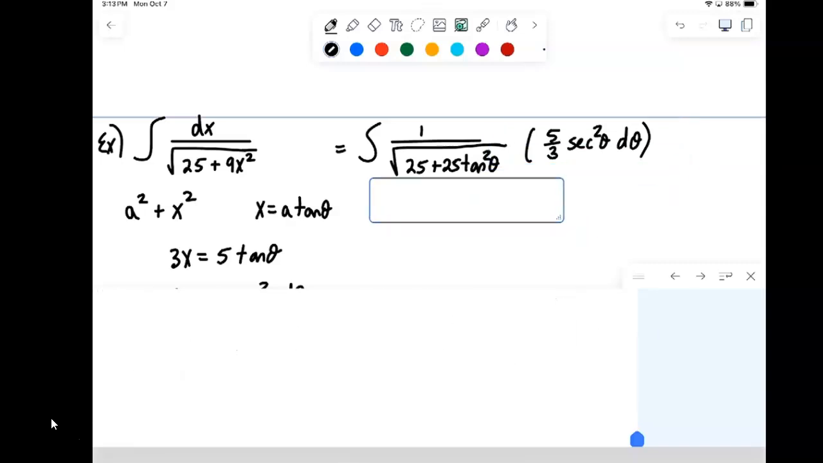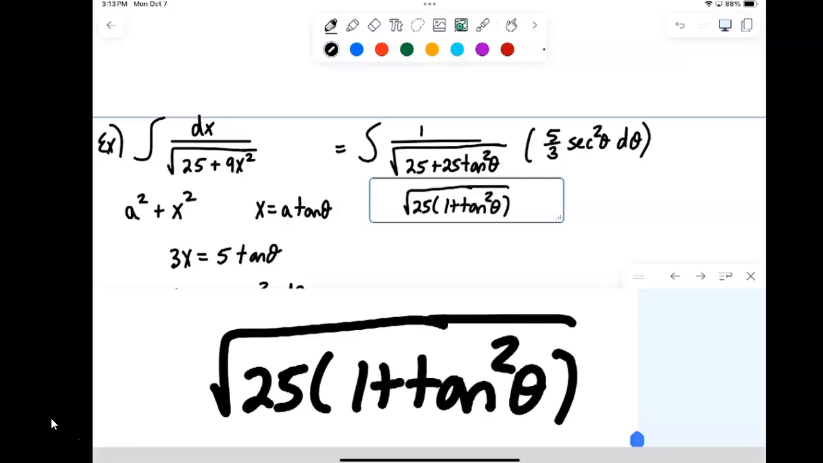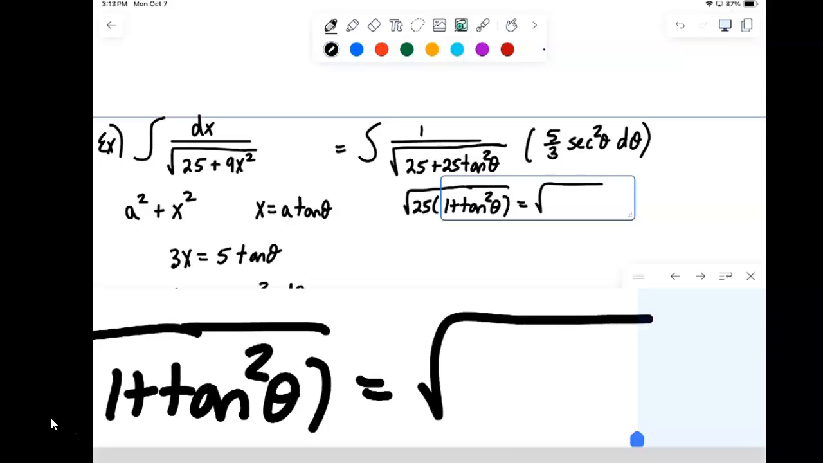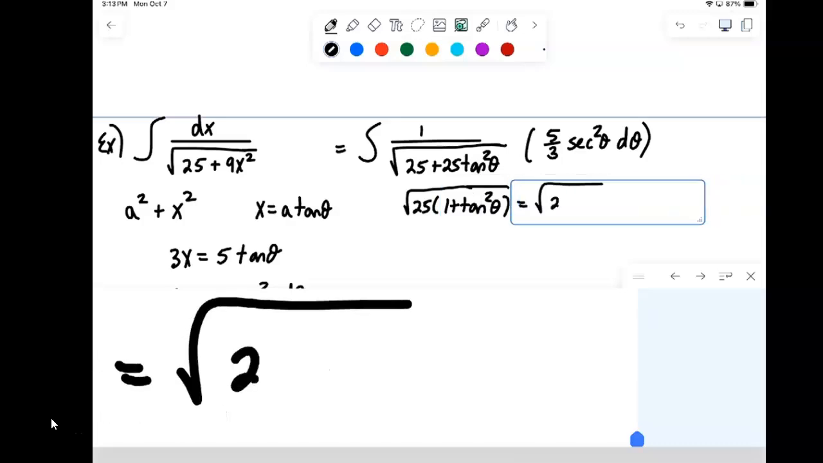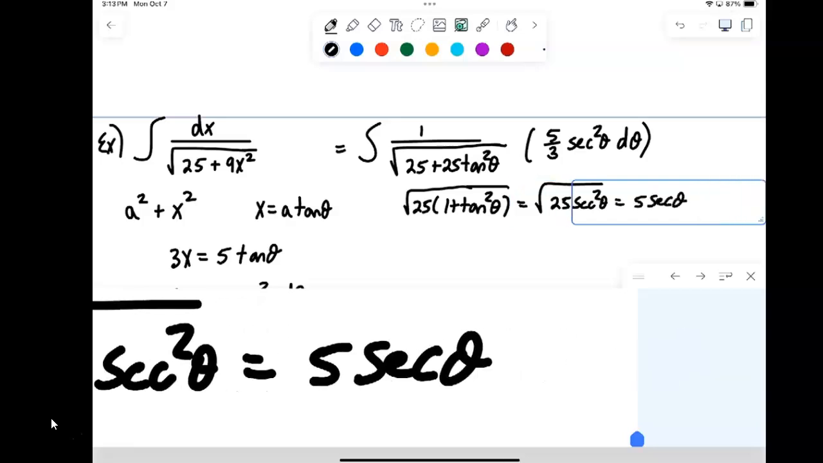But we know that the 25 can be taken out. We'll have 25 times 1 plus tangent squared. But we know 1 plus tangent squared is secant squared. So we're going to have square root of 25 secant squared. But that's just going to be 5 secant theta.